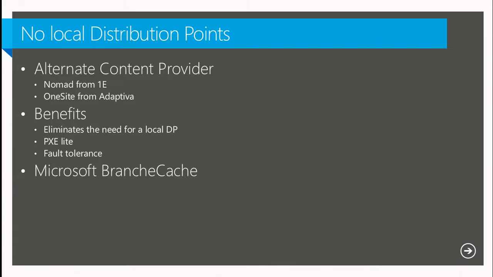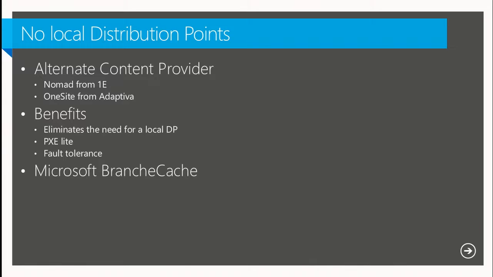Okay, so out of all those kinds of DPs, there's another one you can have, and that's peer-to-peer DPs. Using an alternate content provider, Microsoft's put this code in since, I think, the SMS 2003 days, where they're giving third-party people a chance to inject a little stop valve to say, wait, before you go off to that DP, do you have somebody else you can grab from? Ken can talk about Adaptiva.